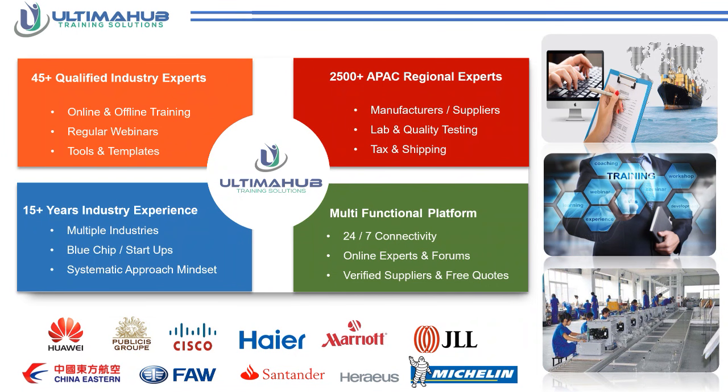So, just a little bit about Ultimahub itself. We work with multiple industries. We've worked with some of the largest multinational companies across the world. We've been here in China since 2011. We actually began our journey over 15 years ago. We began in the UK, and now we've moved our head office over here in China.